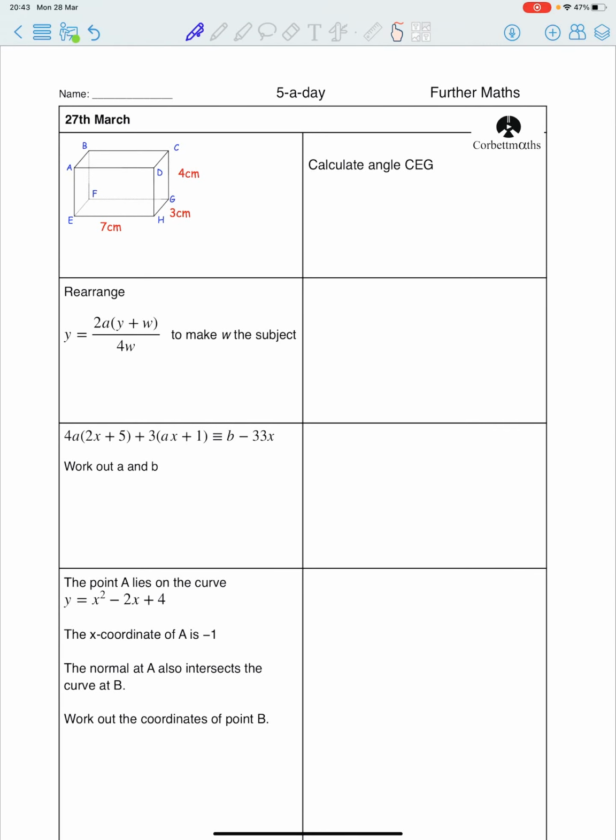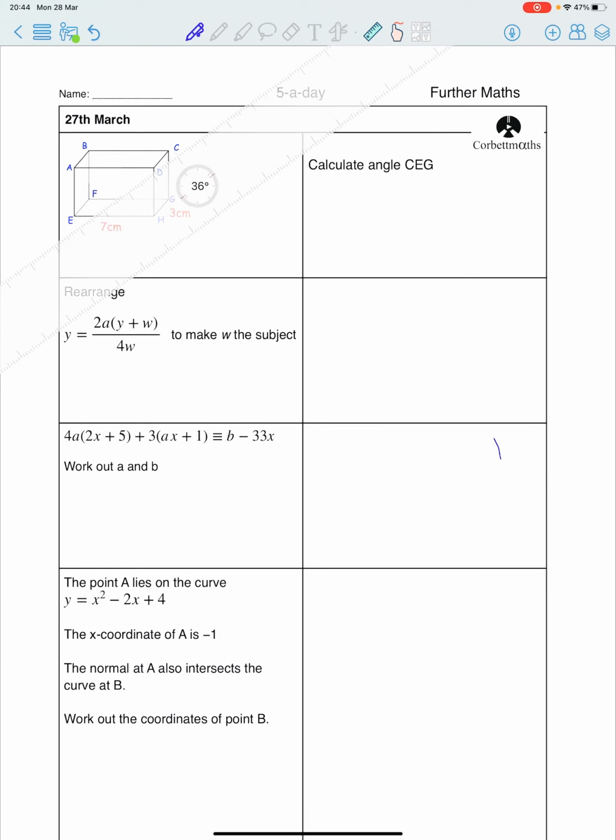Here we have a 5 a day on the GCSE Further Maths. So let's get right into it. So we've got a cuboid and they're asking us to calculate angle CEG. So first things first, let's actually identify what that even is.